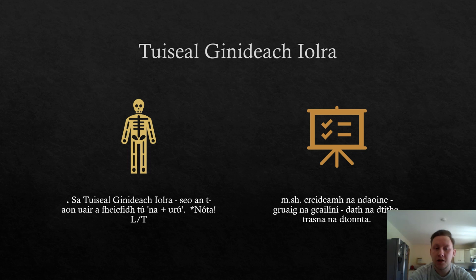So moving on, we have the tuiseal ginideach iolra. The genitive plural shall contain or be affected by na plus urú. Examples: creidiúint na ninní, grúpa na gcailíní, dá na ndeirfiúr, and tras na ndúnta. So if it's the genitive case plus multiple things, then we have our changes.